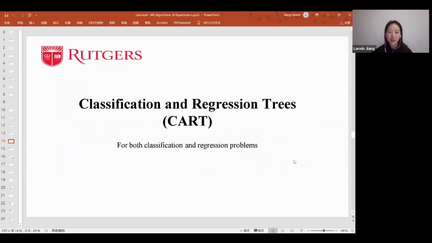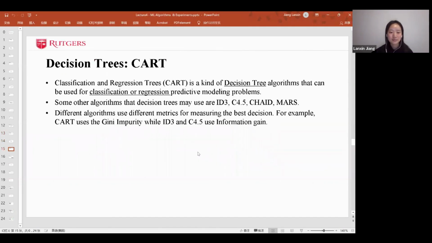So that's about SVM. And next one is the CART, the Classification and Regression Trees, which is one kind of decision tree. And the CART can also be used for both classification and regression problems. So the CART is actually a kind of decision tree algorithm that can be used for classification or regression problems. And some other algorithms that decision trees can use also include ID3, C4.5, and so on.